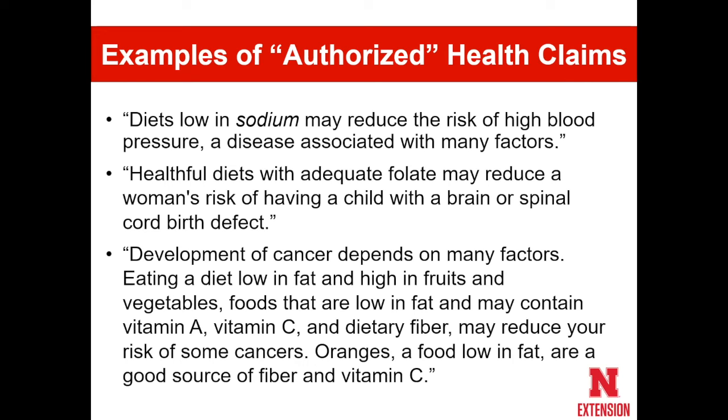Another authorized health claim involves cancer, and that health claim includes eating diets that are low in fat, high in fruits and vegetables, and foods that may contain vitamin A, vitamin C, and dietary fiber. So an example might be, say, a package of oranges. It can say that it's low in fat and it's a good source of fiber and vitamin C. And so they can make a claim that it may reduce the risk of developing cancer.